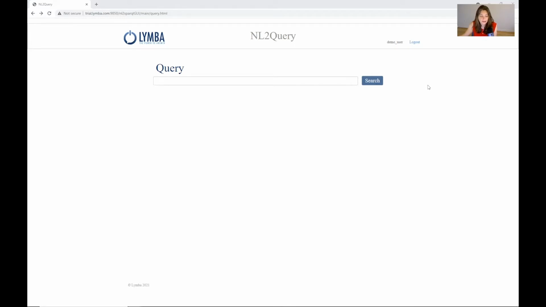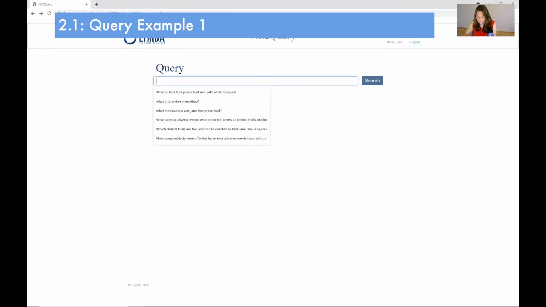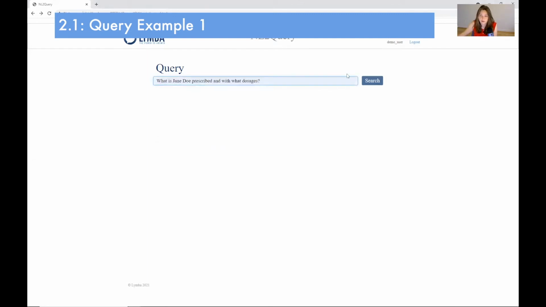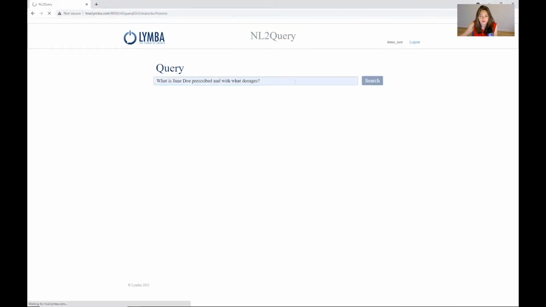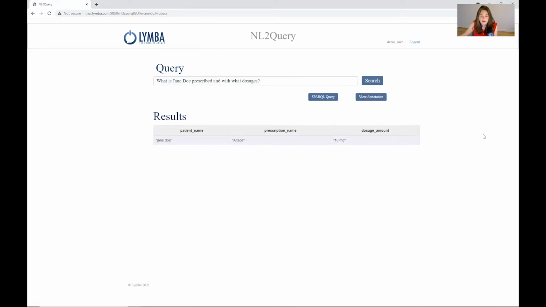So let's start with a simple question. And this is going to be one with the answer from just the patient history. And we'll start with, what is Jane Doe prescribed and with what dosages? So we see here, we get the answer back, and this is reflecting the fields as they were in the graph. And Jane Doe was prescribed Altis, and specifically in 10 milligrams.